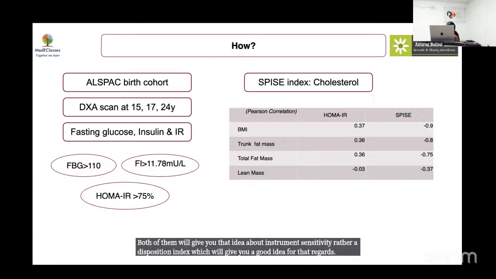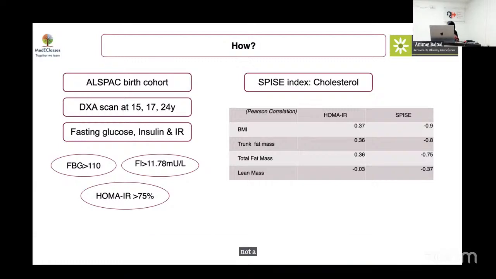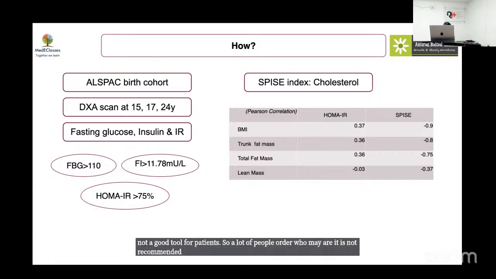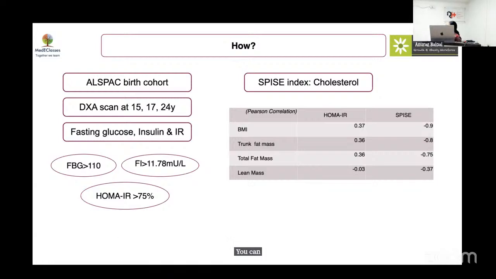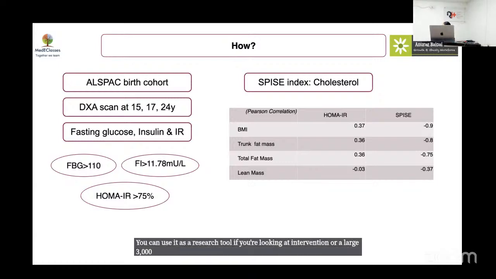So HOMA-IR as such is not a good tool for patients. A lot of people order HOMA-IR. It is not recommended. Fasting insulin and HOMA-IR is not recommended in routine clinical practice. You can use it as a research tool if you're looking at intervention or a large 3,000 patients. You can't do an insulin clamp, of course. So that's why you are doing HOMA-IR. But I would be a bit wary about that, although it shows a very good negative correlation with your BMI, trunk fat, and total fat mass.